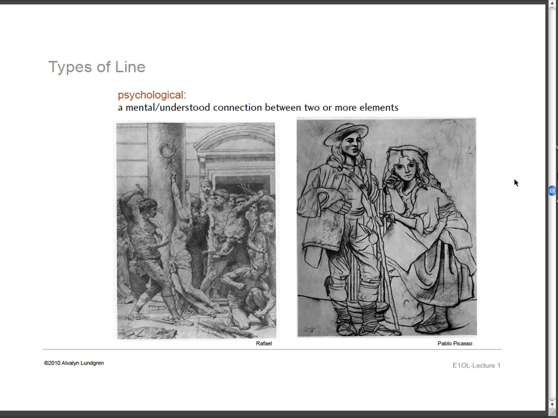She's gazing out at you, the viewer, and you are now part of the situation that's being depicted in this drawing. She is drawing you in because she's looking directly at you as if she's saying, who are you, what do you want, what are you looking at, whatever she might be saying. So that's the psychological line. The object of that kind of line does not need to be in the picture plane, as indicated here and here.